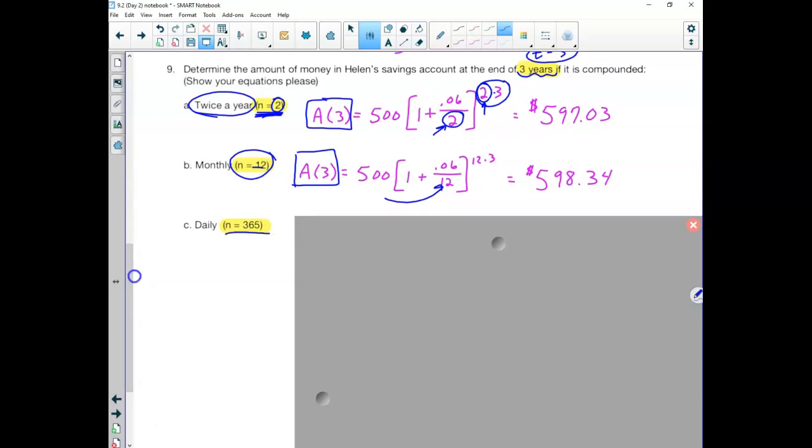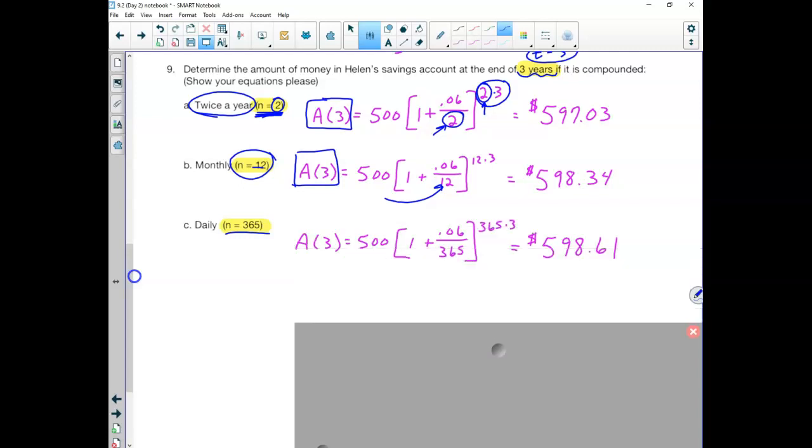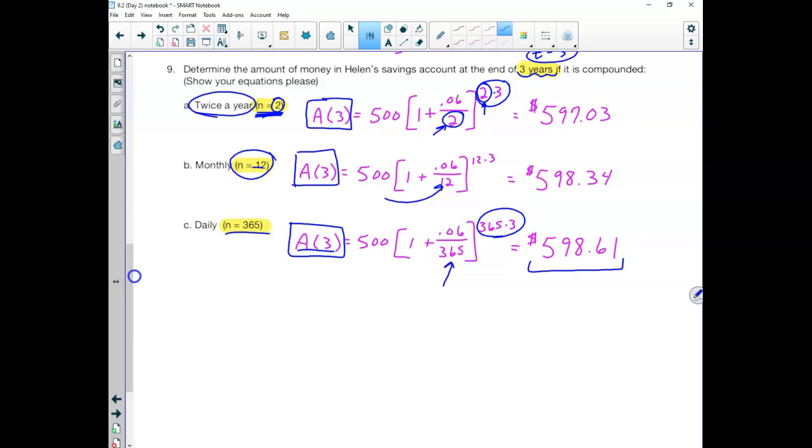Well, what if they paid you interest daily? Yeah, they don't do that, but what if they did? This is leading into a big topic. Well, now N is 365. It's still my account balance after 3 years. That's what A of 3 means. Now they're paying you interest many times, but notice the rate at which they're paying you is 0.06 divided by 365. That's not much, but it's still more. It's $598.61. Hey, I would absolutely love to be paid interest daily in my savings account if I could.